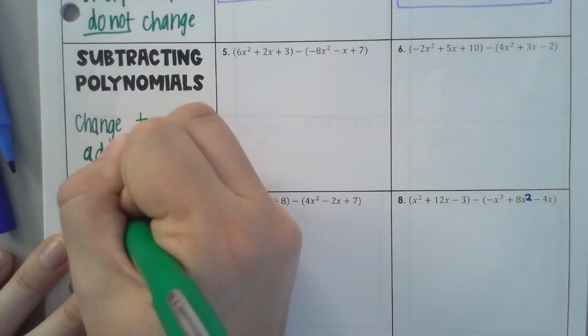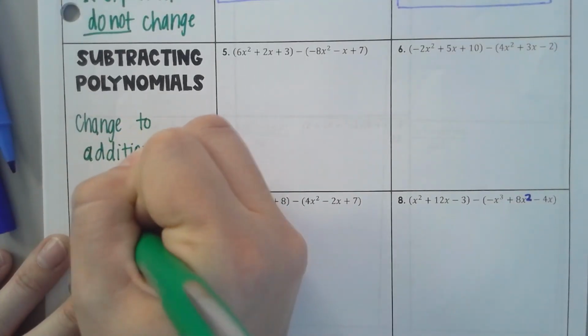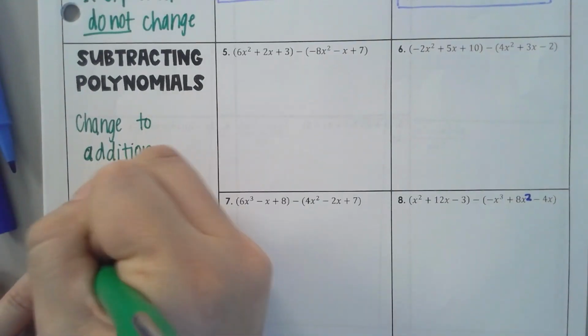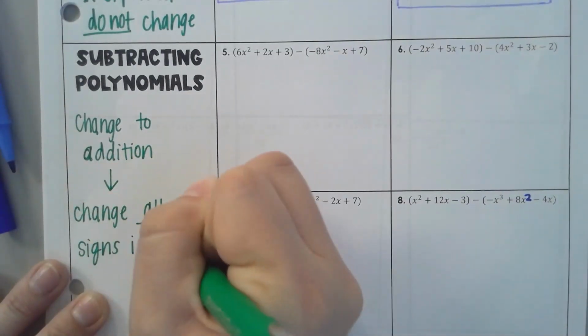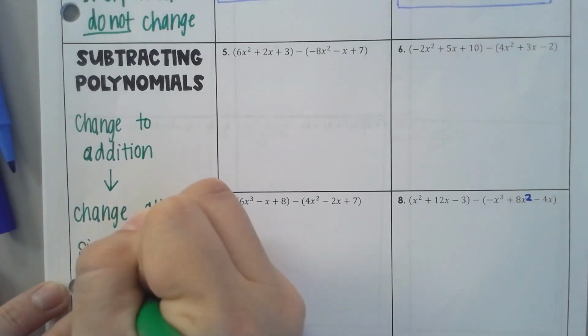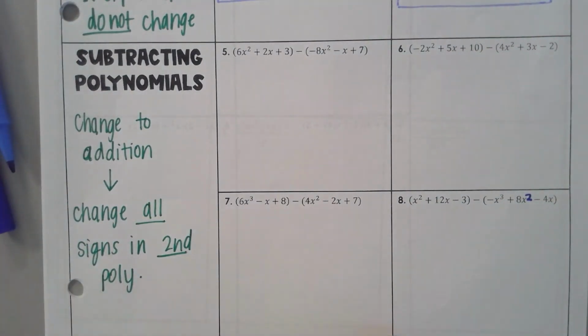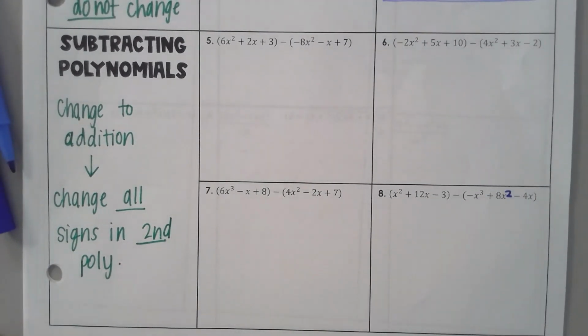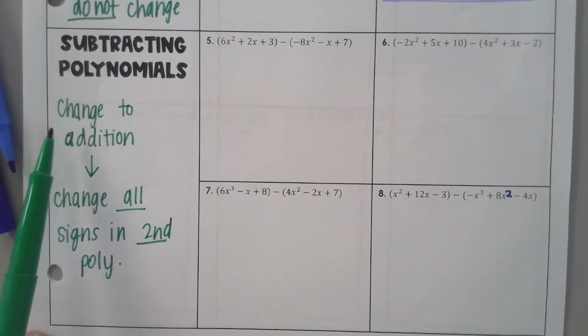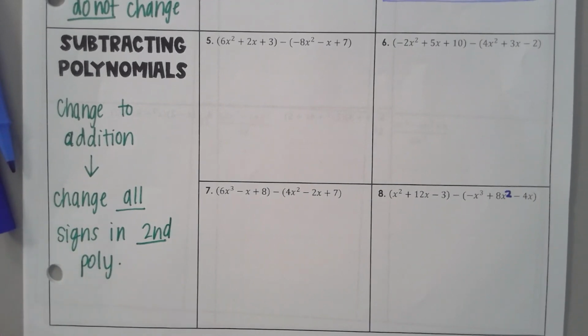And in order to do that, we have to change all signs in the second polynomial. And that works. Mathematically, we can do that. So I'm changing it to an addition problem. And I do that by changing all the signs in the second polynomial. The first one stays the same.